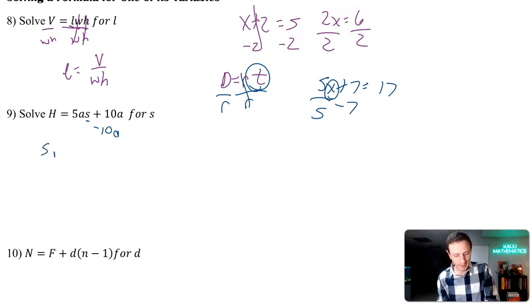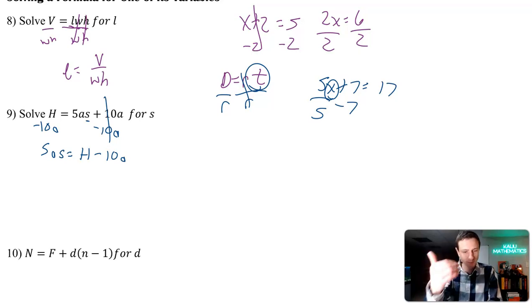I'm left with 5AS is equal to H minus 10A, because I subtracted 10A from both sides. So I moved over this 10A. I got rid of this plus 10A by subtracting it. So now I have S by itself, and I just rewrote it so the unknown variable is on the left side. It doesn't matter though. You could have left it as H minus 10A equals 5AS. Now I'm still solving for S, trying to get S by itself. What operation is being done to S? There's 5 times A. So I'm going to divide by 5A.